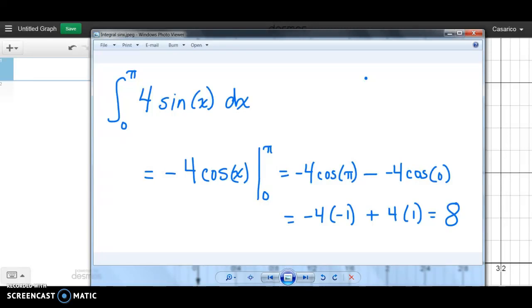This video will show you how to calculate an integral using Desmos. So let's look at a problem from the last PQ. Here's the integral from 0 to pi of 4 sine x dx.